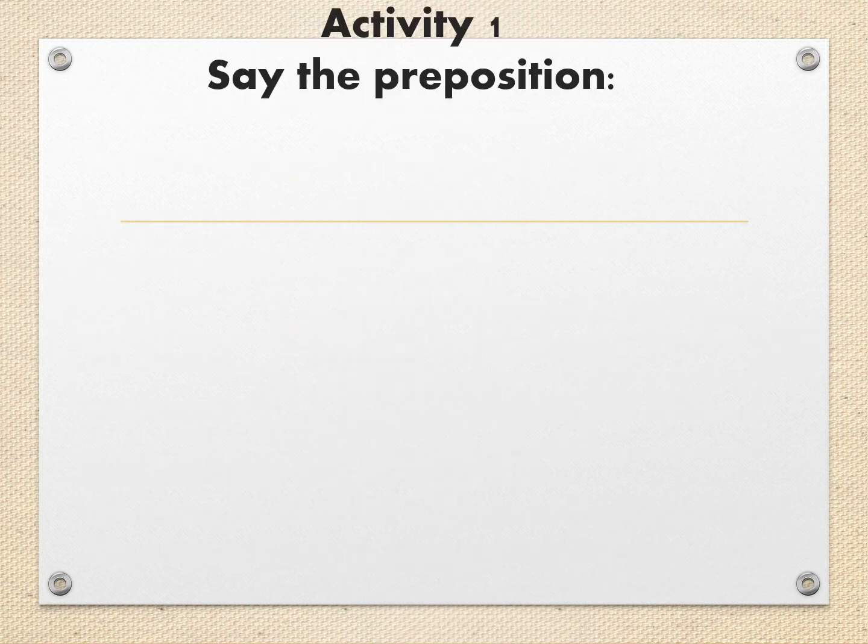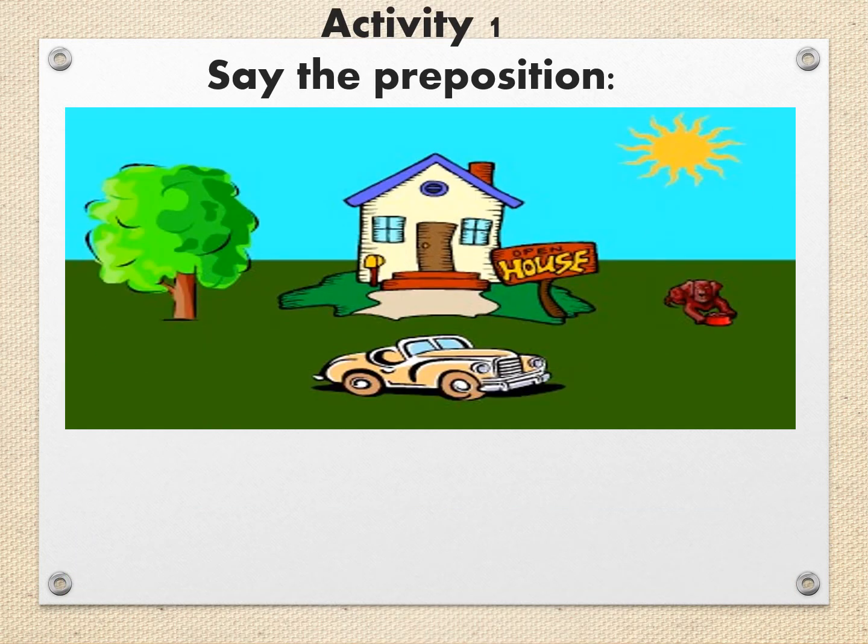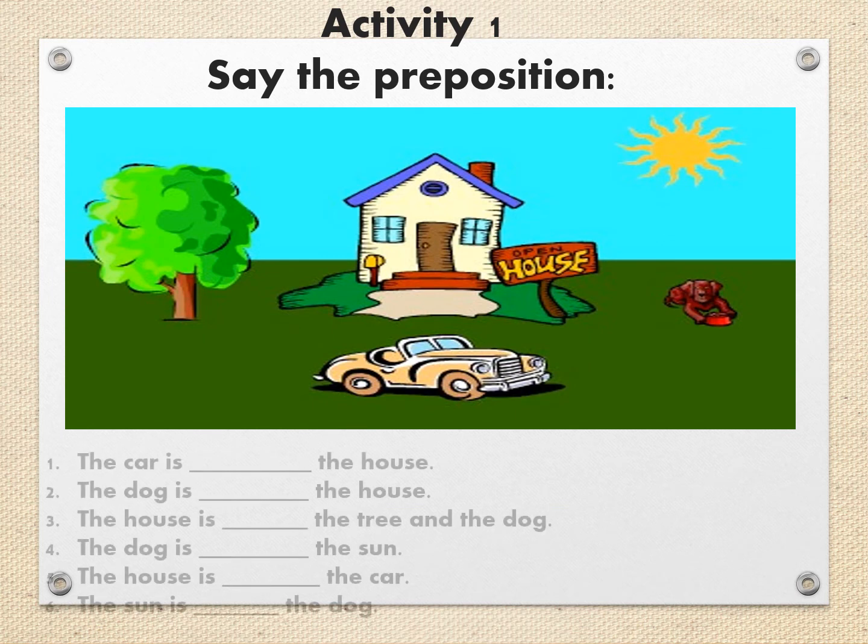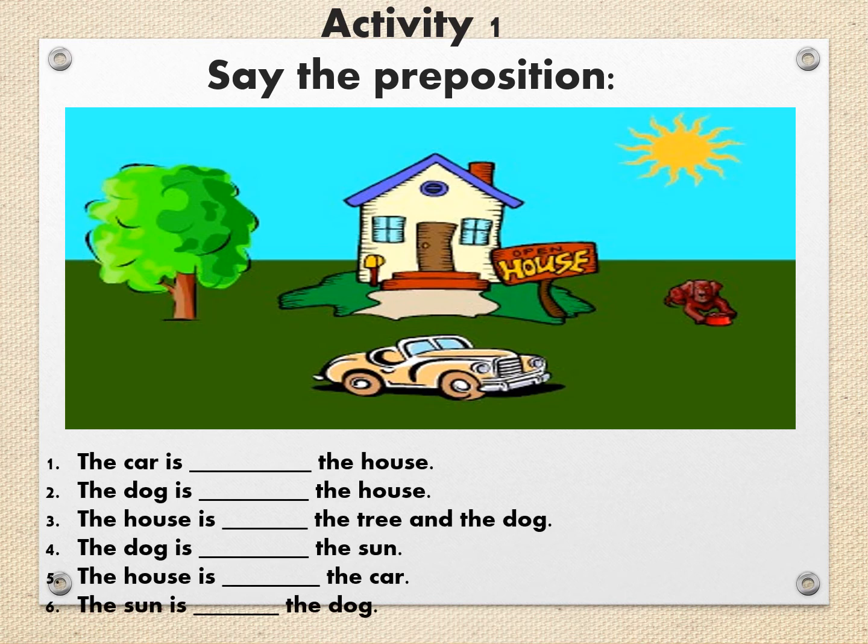Next is activity 1. Say the preposition in this picture. So you have 6 sentences: the car and the house. So this is the car and this is the house. So in your opinion, what is the best preposition to fill in this blank? Of course it is, the car is in front of the house.